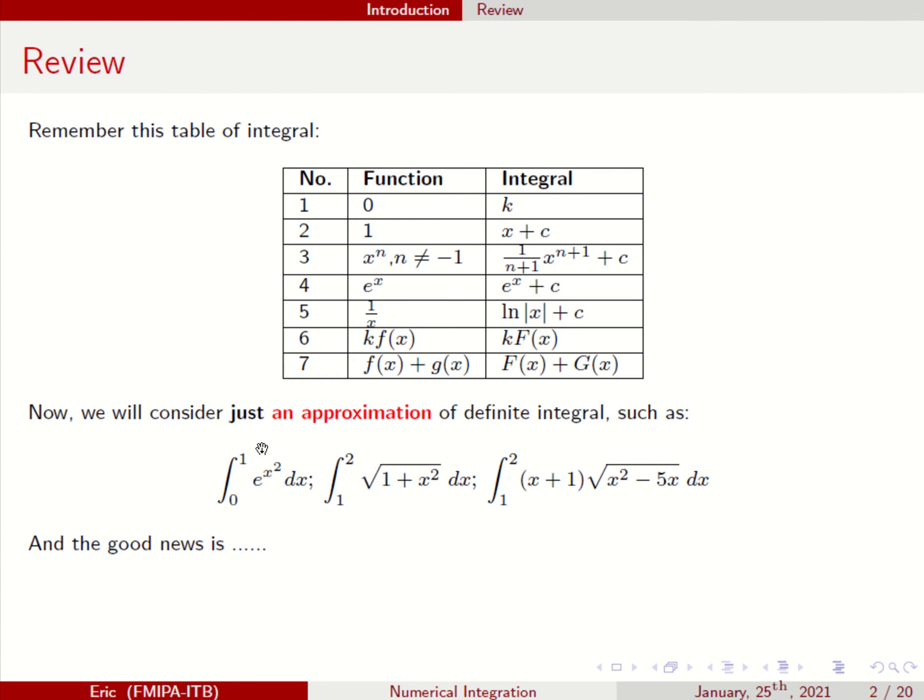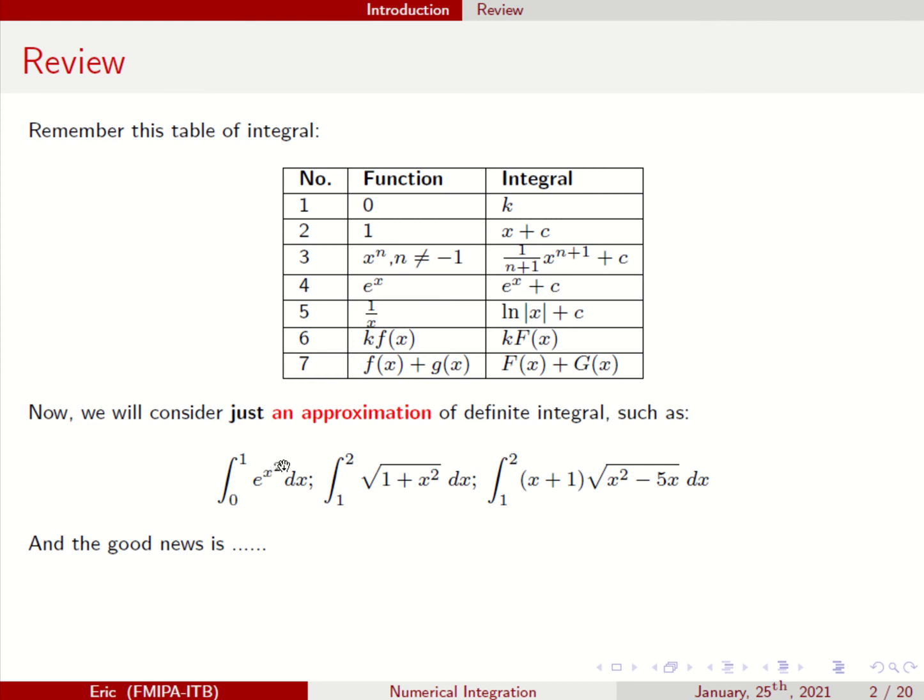Don't forget, what do we calculate with this definite integral? What I mean by a definite integral is the integral with the upper and lower boundary. When we are calculating this, we are calculating the signed area. Don't forget, the signed area. And if it is always on the upper part of the x-axis, we want to find the real area. So how do we find this approximation of this definite integral?